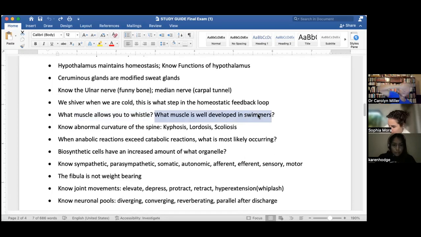The muscle that is well developed in swimmers is the latissimus dorsi. When you do that stroke, you can feel it pulling. It is the latissimus dorsi.